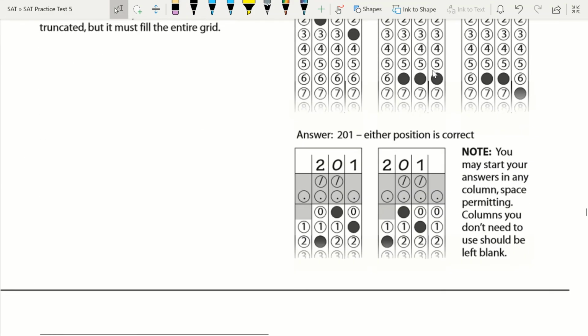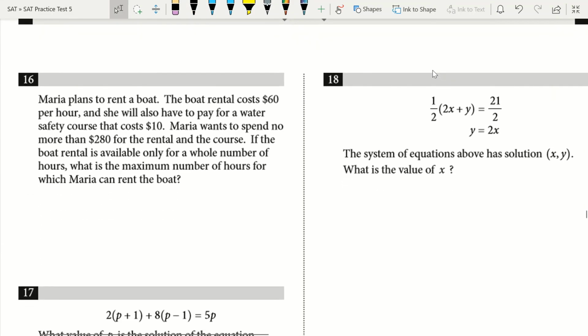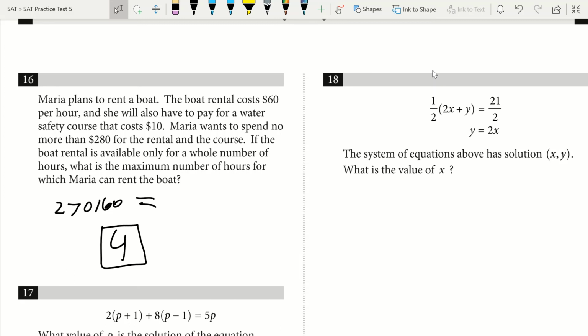All right, question 16. Maria plans to rent a boat. The boat rental costs $60 per hour. She'll also have to pay for water safety costs. It costs $10. Maria wants to spend no more than $280 for the rental and course. If the boat rental is available only for a whole number of hours, what's the maximum number of hours she can rent the boat? Well, that's going to be 280 minus her initial cost of 10, which is 270. 270 over 60. That's going to give us a little bit over 4, right? So midway through the 4s, but she can only rent it for whole numbers of hours. So our answer there is 4.